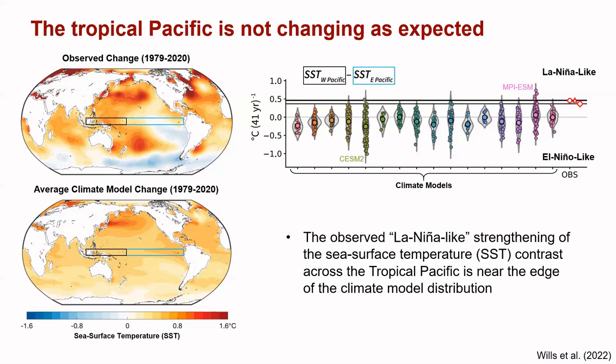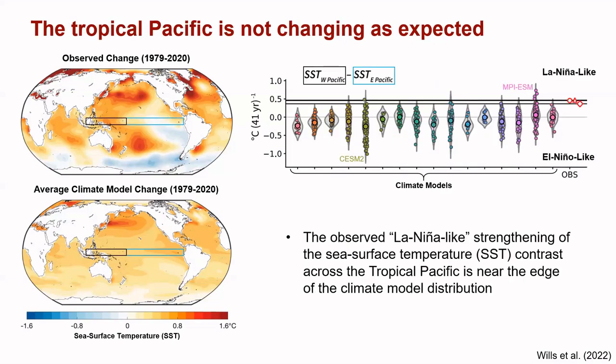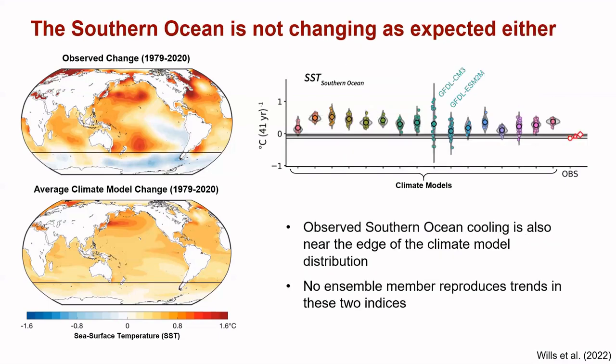This observed change in this East-West SST difference is quite at the edge of what models can simulate. So these CMIP class models. And this is just one index, but it's true also for many different regions you might look at. So for example, the Southern Ocean SST trends have been cooling in observations, and this is really at the edge of what models can simulate as well. So all these different CMIP5 and CMIP6 models, very few can simulate this cooling of the Southern Ocean.